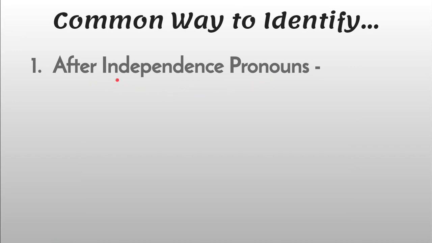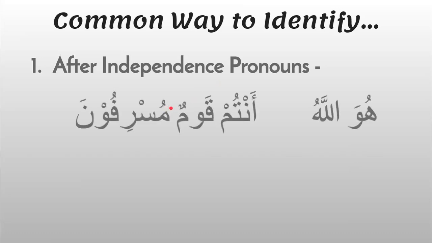Always, if you see an independent pronoun, you remember the independent pronoun, right? Huwa huma hum, hiya huma hunna, anta antuma antum, anti antuma antunna, ana nahnu. If anywhere you see any independent pronoun, immediately after the independent pronoun, you put an is over there, respectively what comes, am, is or are, anything. Okay, well, let's see an example.